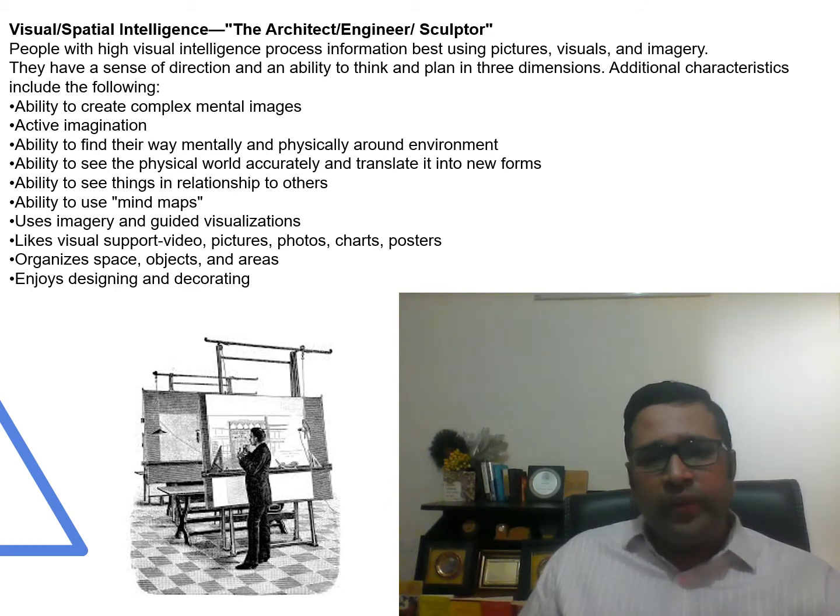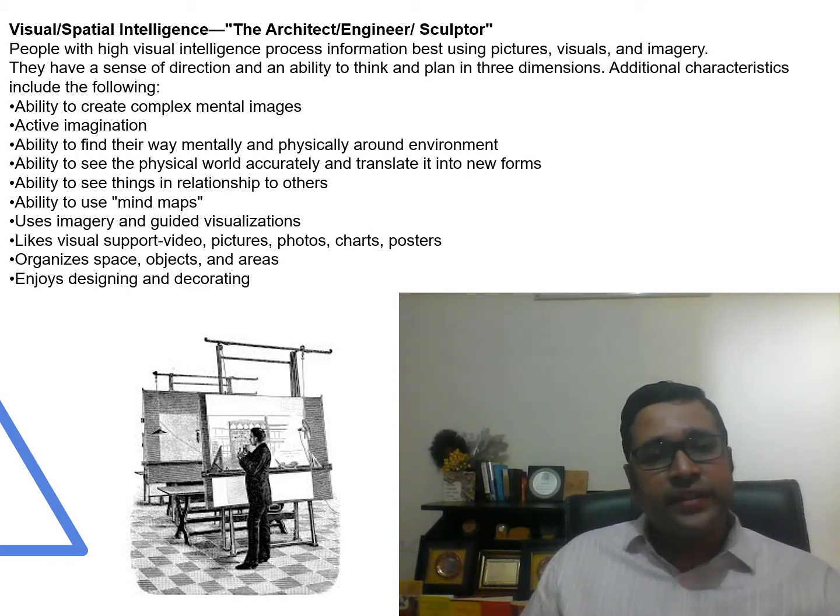Coming to the visual spatially intelligent people, they are more likely to become architects, engineers, sculptors, etc. People with high visual intelligence process information best using pictures, visuals and imagery. They have a sense of direction and an ability to think and plan in three dimensions.